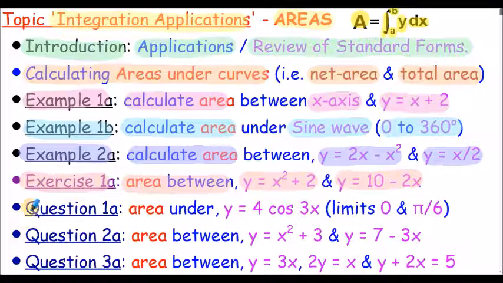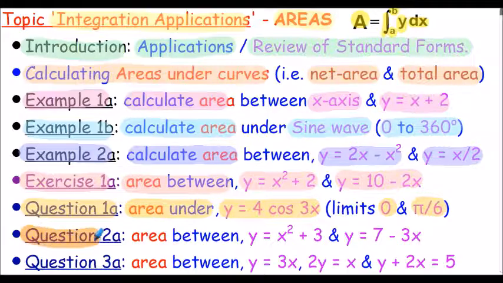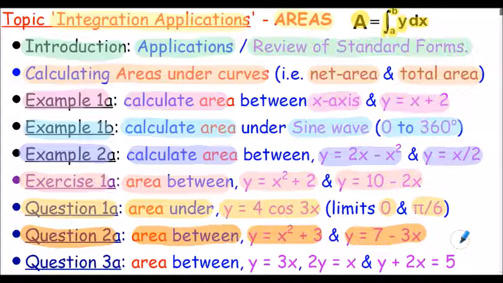In question 1a, finding the area under the curve y is equal to 4 cos 3x between the limits of 0 and pi upon 6. Obviously that's a limit in radians. Question 2a, calculate the area between y is equal to x squared plus 3 and y is equal to 7 minus 3x. And again, we'll sketch the curve, determine their intercept, and find the limits of the integration process.